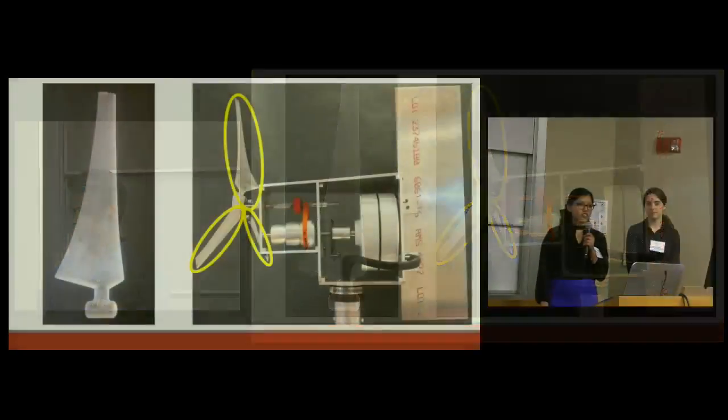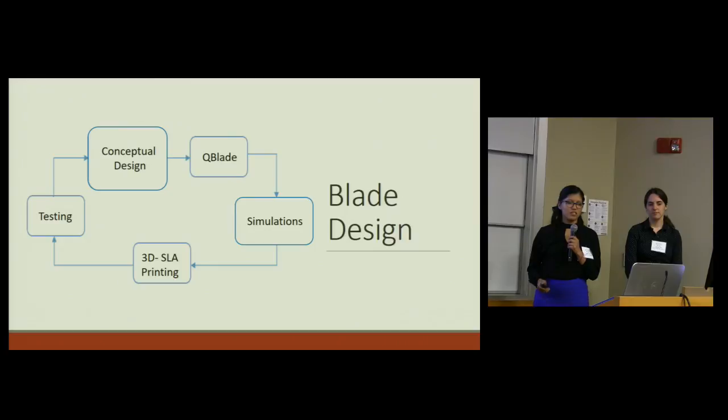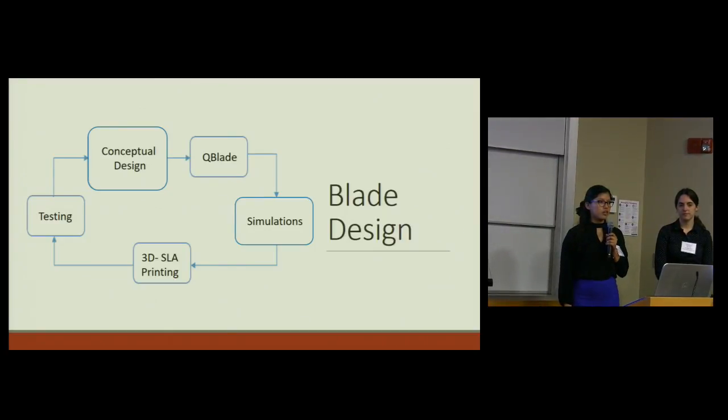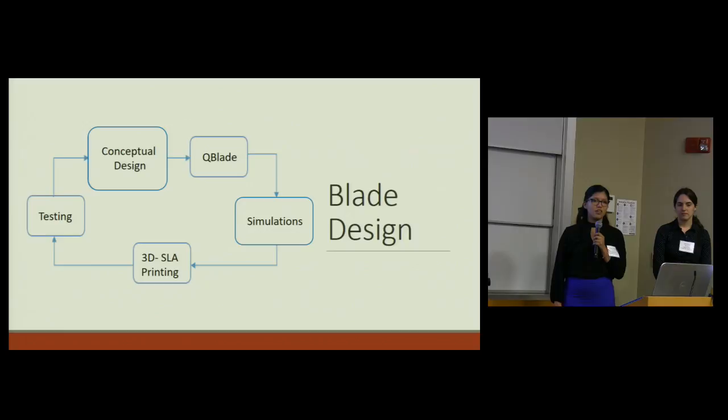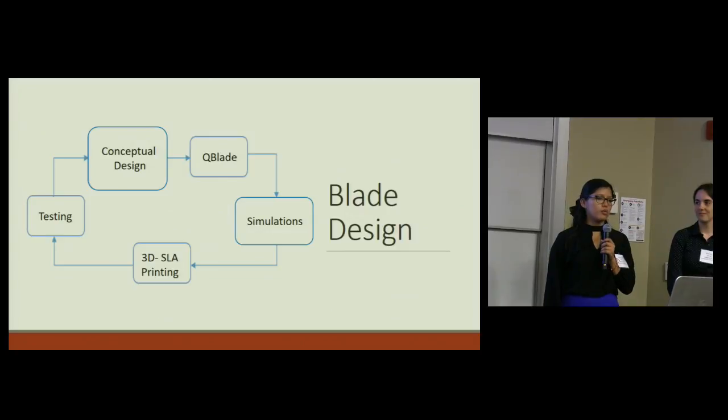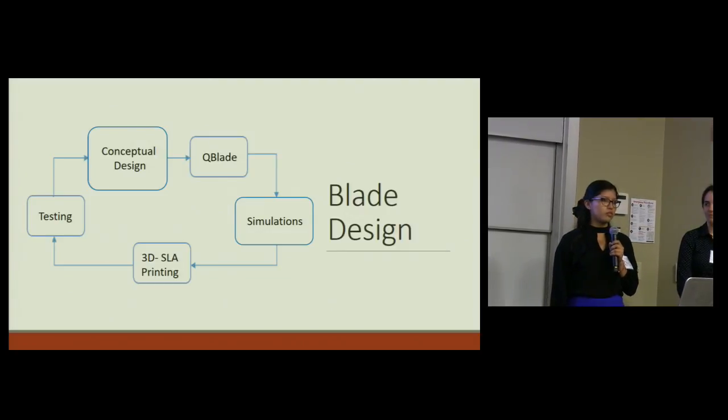So now moving on to the blade design. Our blade design started by doing research on blades and how they work. Once we gathered that information, we would put it into QBlade, which is a publicly available aerodynamic design software. We put in information such as different airfoils, and we were able to mess with the different blade geometries. We were also able to put in different wind regime properties.